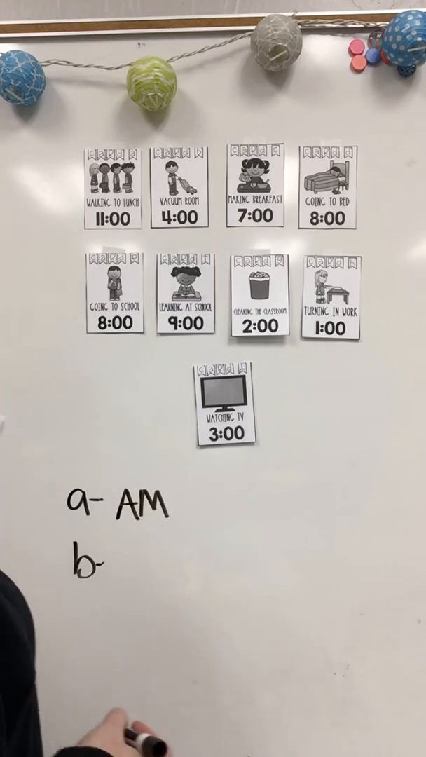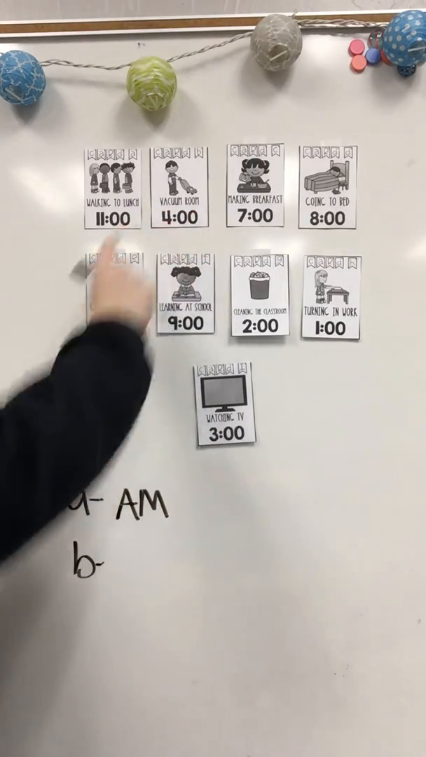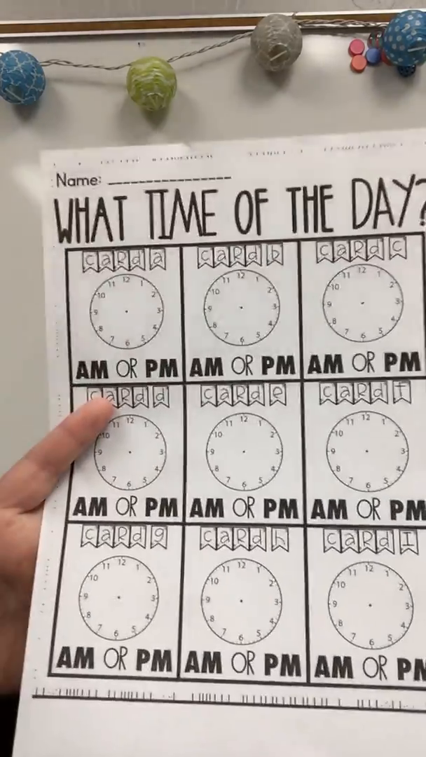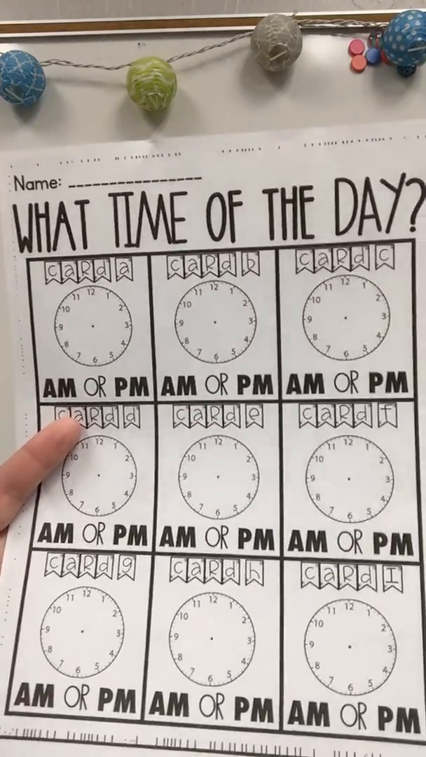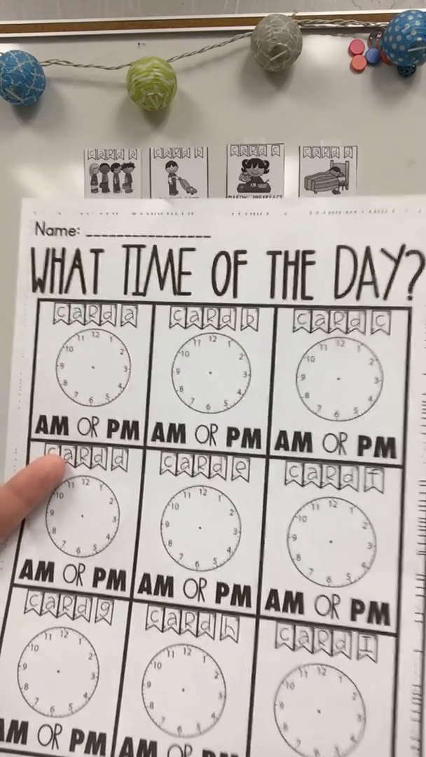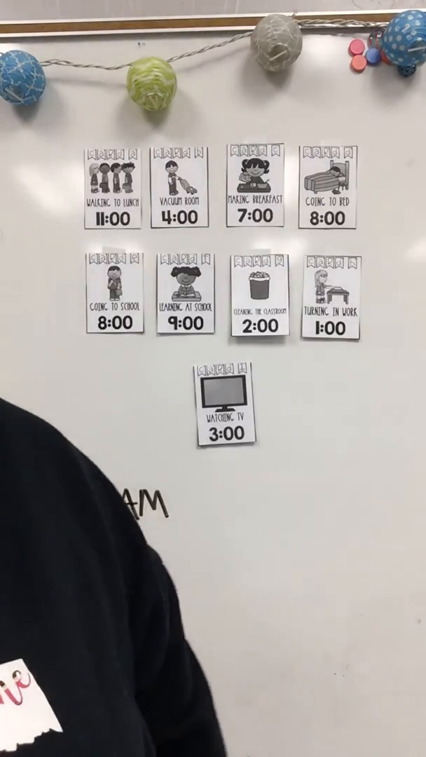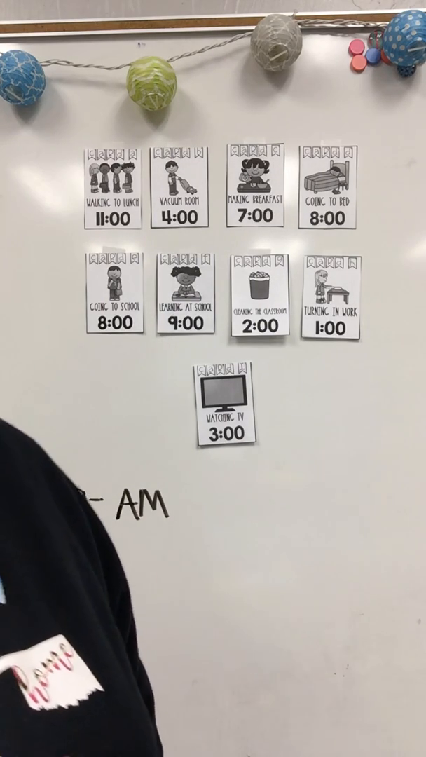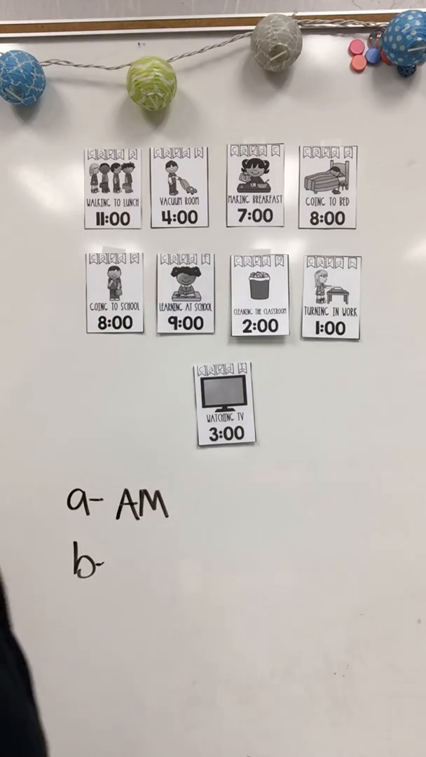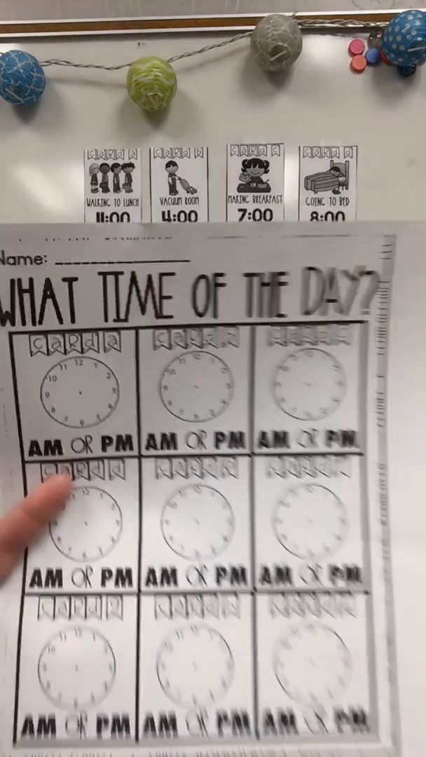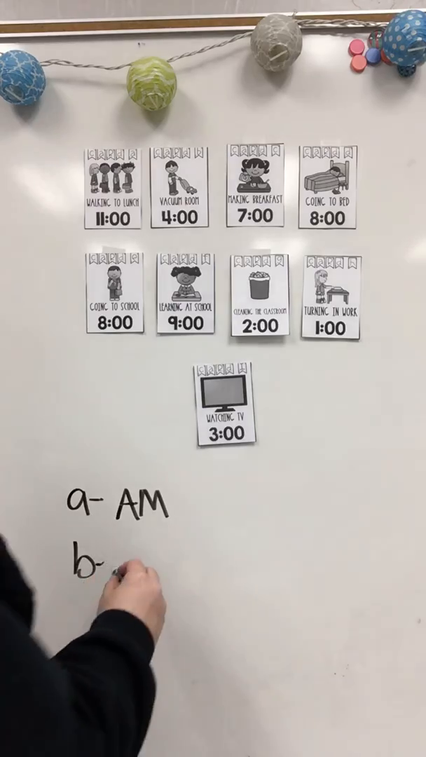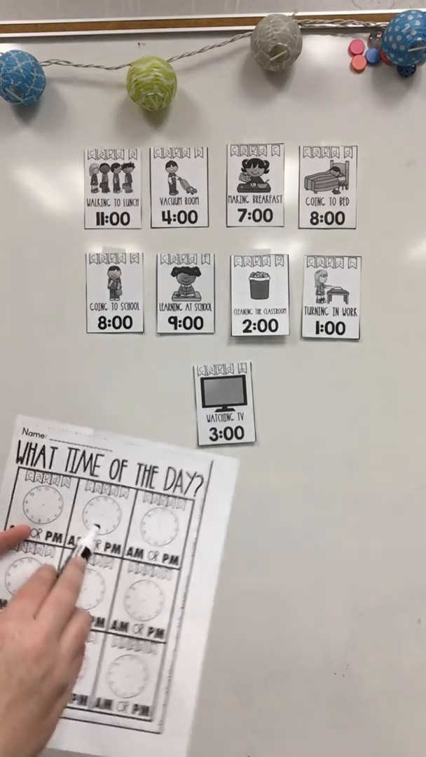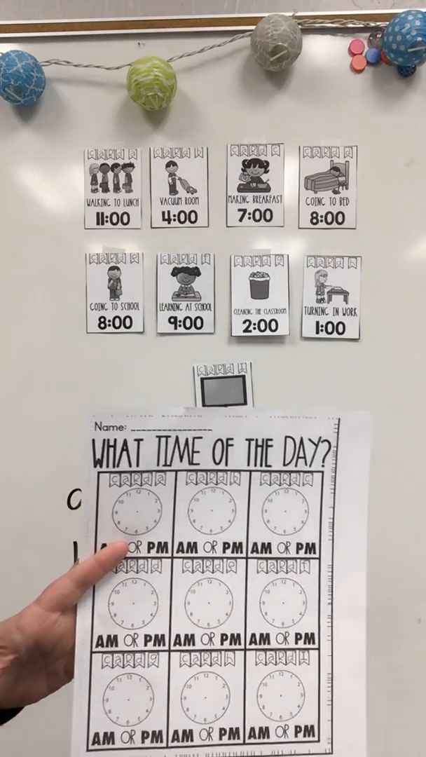Card B. It says vacuum room at 4 o'clock. So are you going to vacuum your room at 4 o'clock in the morning or in the evening? If you're vacuuming your room at 4 o'clock in the morning, your parents are going to be not very happy with you, because they're trying to sleep, and so you should be too at 4 o'clock in the morning. So it would be 4 o'clock p.m. And don't forget to draw 4 o'clock right here on your clock.